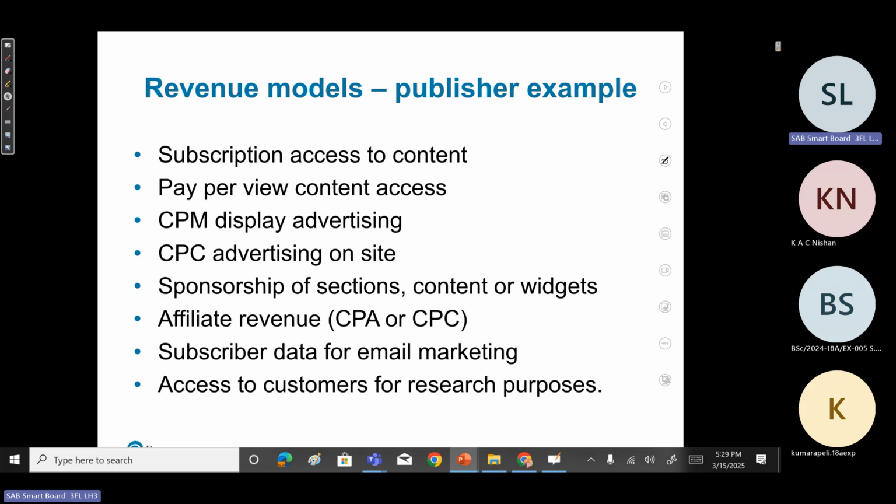So for that period, you get access to articles, to movies, to content. Subscription for a period: maybe monthly, biannually, quarterly, or annually, or even sometimes lifetime access.